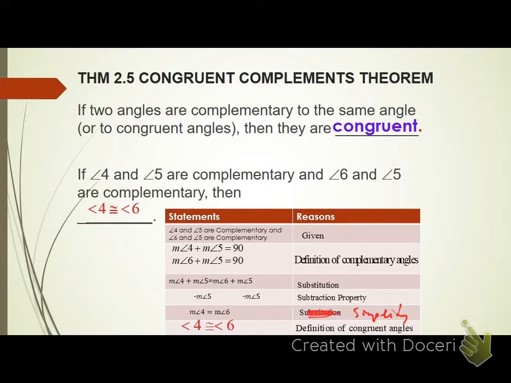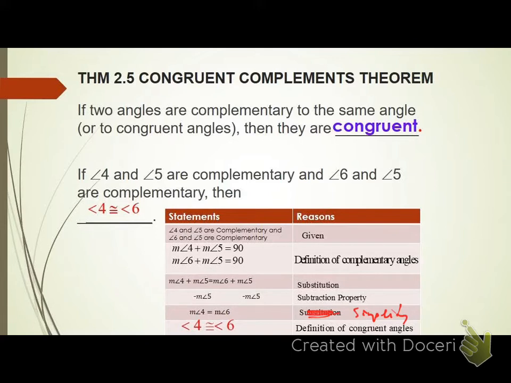Then we can simplify down to 4 equals 6 and then use the definition of congruent angles to get to the figures being congruent, right? So hopefully it makes enough sense that the proof looks the same as before, only take supplementary and 180 out and put complementary and 90 in. Okay? But the moral of the story is we can use this theorem now.